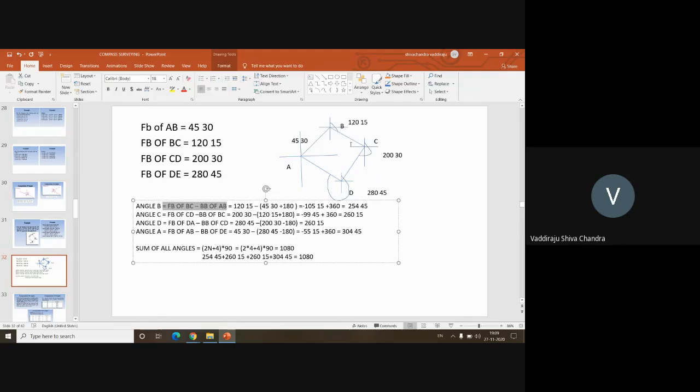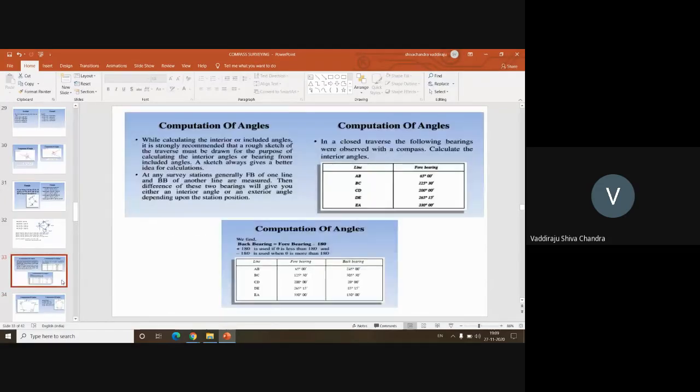For this, BC is the forward line, the second line, and AB is the previous line. Similarly, if you want to get angle C, you are subtracting CD minus BC. If you want angle D, you are subtracting DA minus CD. In that fashion, you need to solve. So let's solve one more problem.